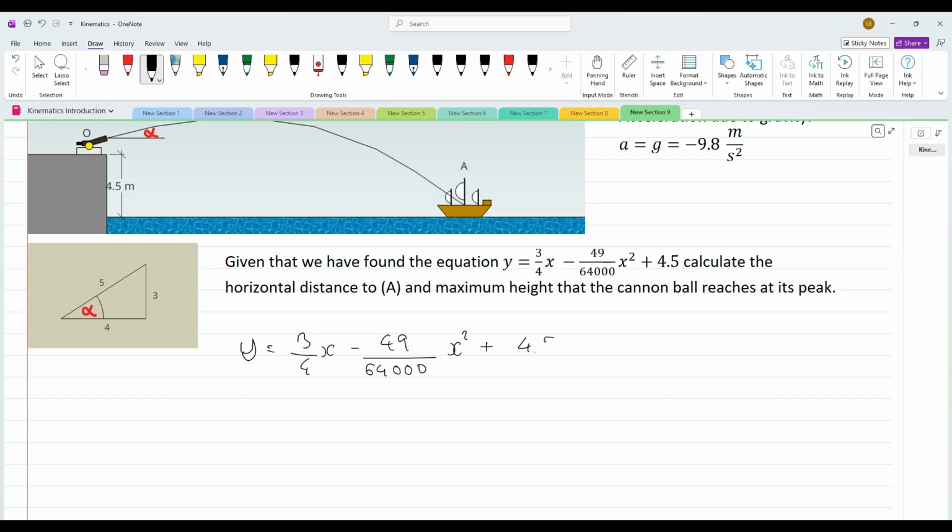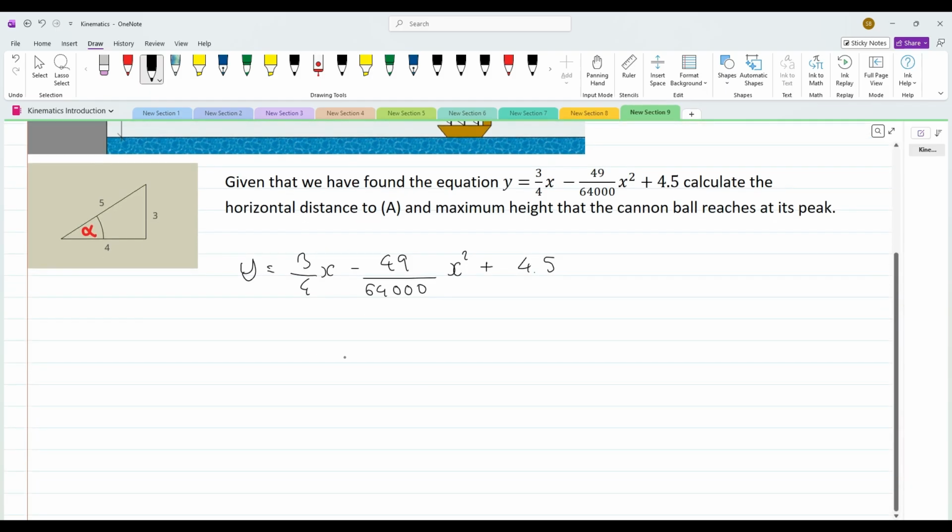4.5. Now let's bring the x squared term to the left hand side. So we've got a positive x squared. So this would be 49 over 64,000 x squared.